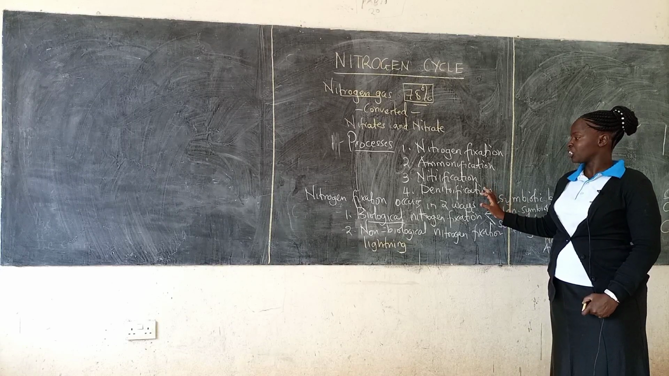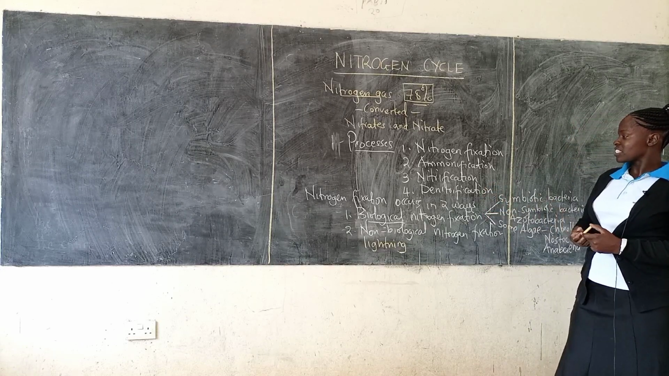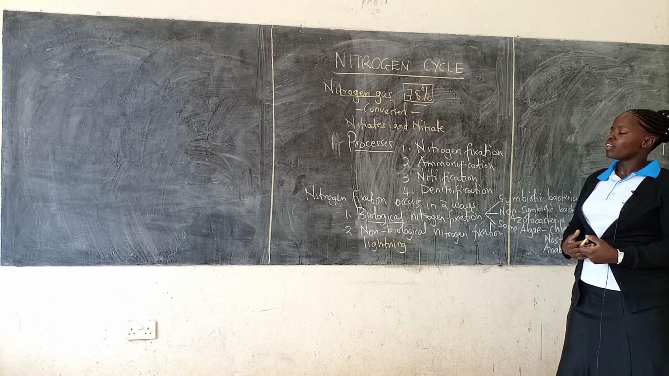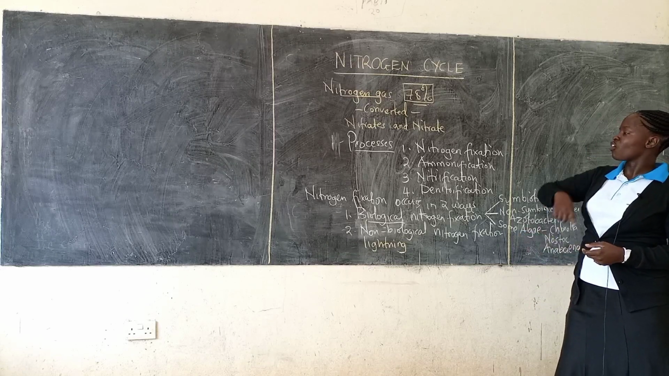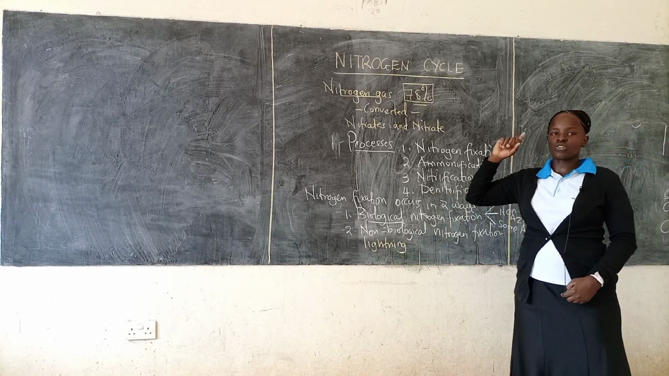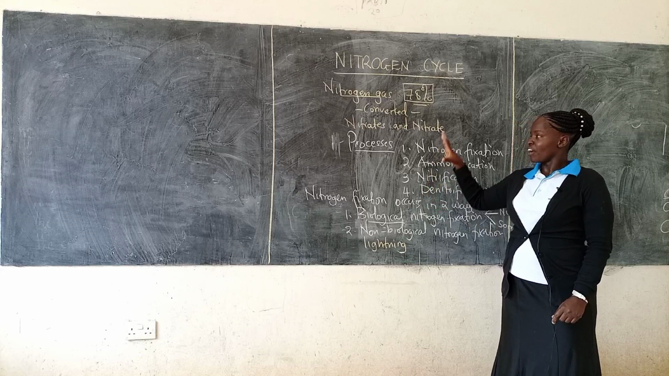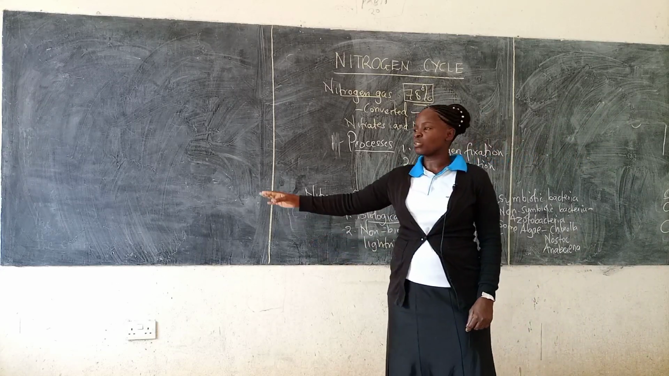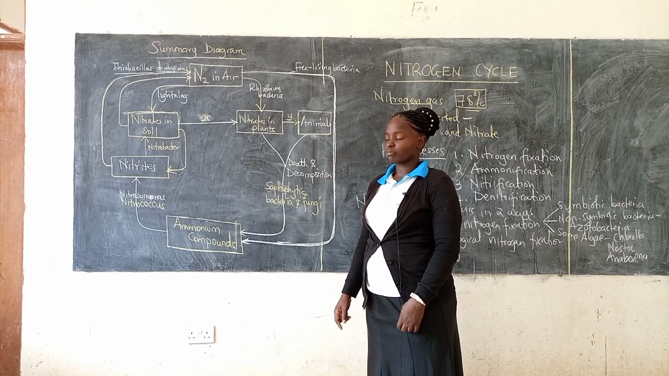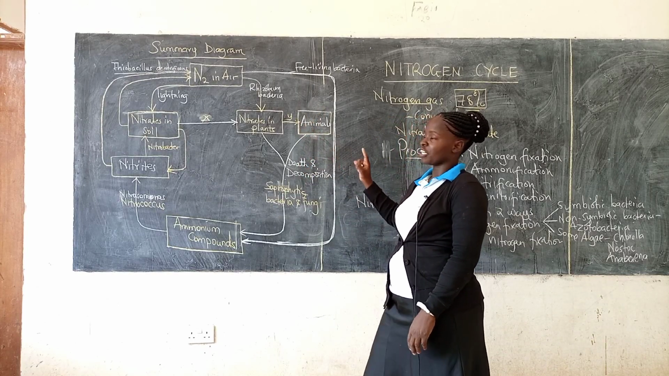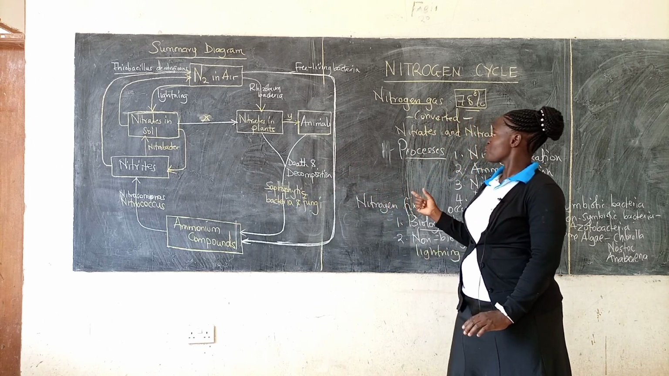Denitrification is the process through which the nitrates formed are converted back into molecular nitrogen in the soil. So all of this process we can use a summary diagram in order to illustrate. Now, on the board is our summary diagram of nitrogen circulation in the atmosphere.